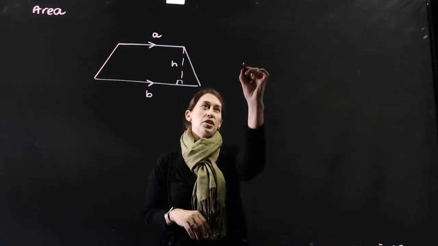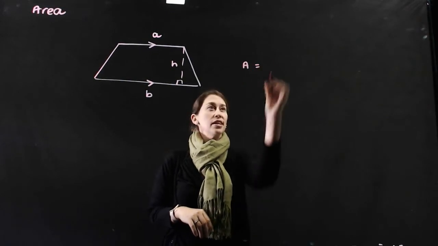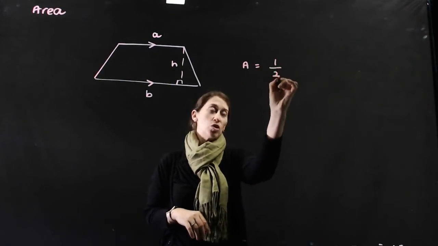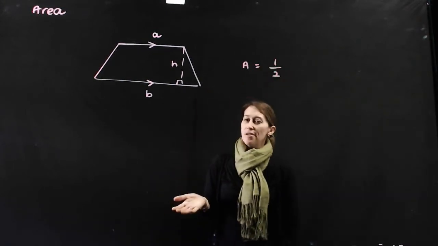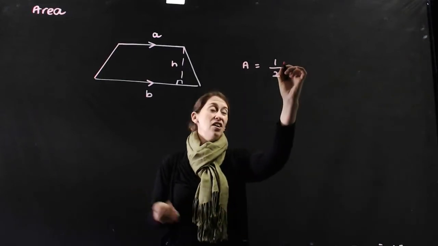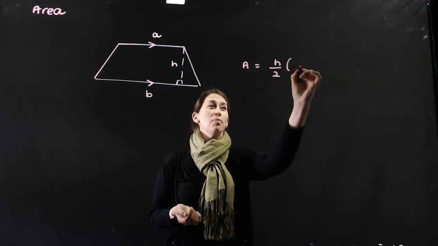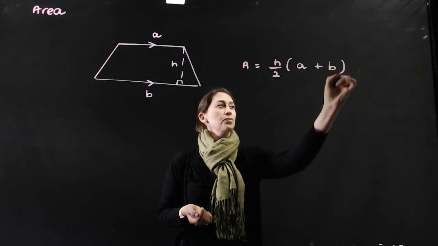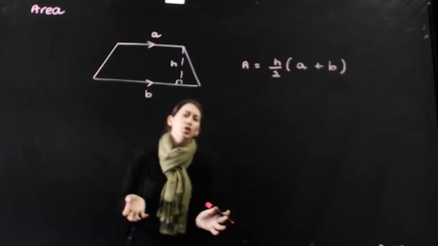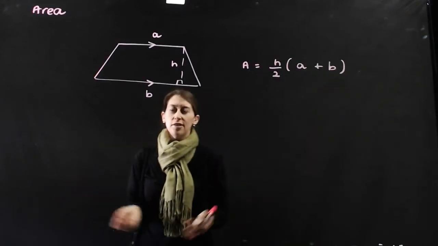The formula that we use for this, and there is a proof to this, and if you want to know the proof you'll have to watch a different video, but that area is half the height, or height over 2, multiplied by A plus B. And the most important thing is, can you use that formula? So let's just give some numbers.